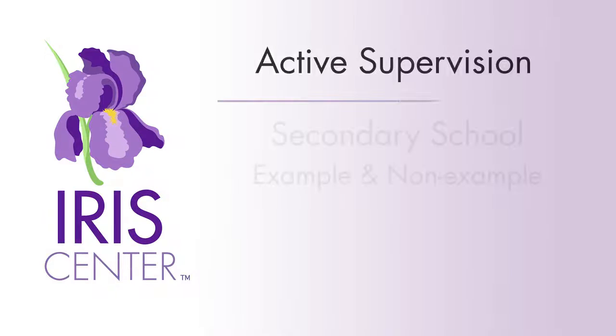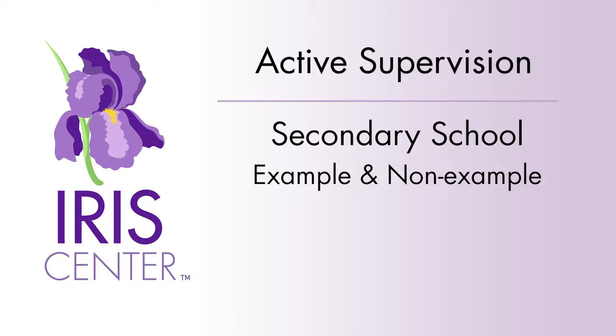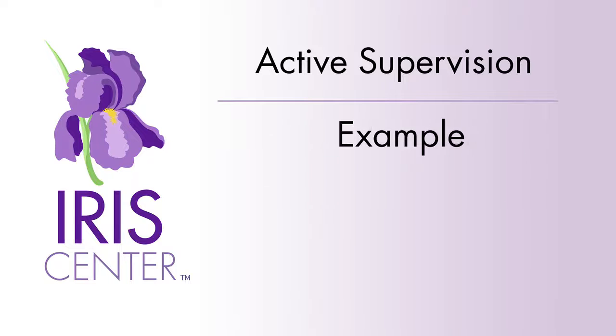Active Supervision, Secondary School Example and Non-Example. In this example, Ms. Harris implements active supervision to prevent challenging behaviors from occurring, while at the same time encouraging on-task behaviors. Prior to the beginning of the video, Ms. Harris identified partner activities as a context in which her students commonly engage in off-topic conversation.